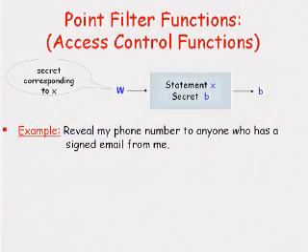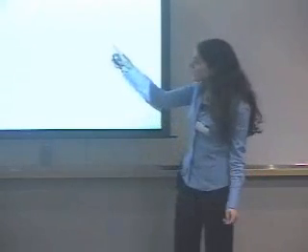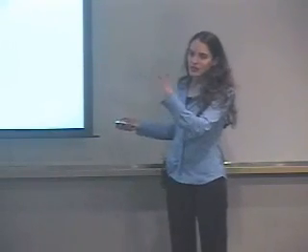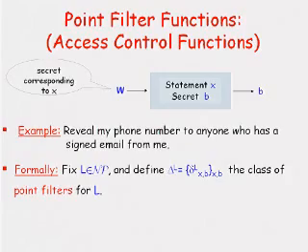So let me give you an example of a natural point filter function. For example, I'm going to reveal my phone number only to people who have some signed email from me. So only to people that I sent an email, I'm going to give them my phone number. So the bit is my phone number, or the first digit of my phone number, whatever, and a witness will be a signed email. What is X? The statement is, do you have a short signature of mine? It's not really a statement, so let me give the formal definition.